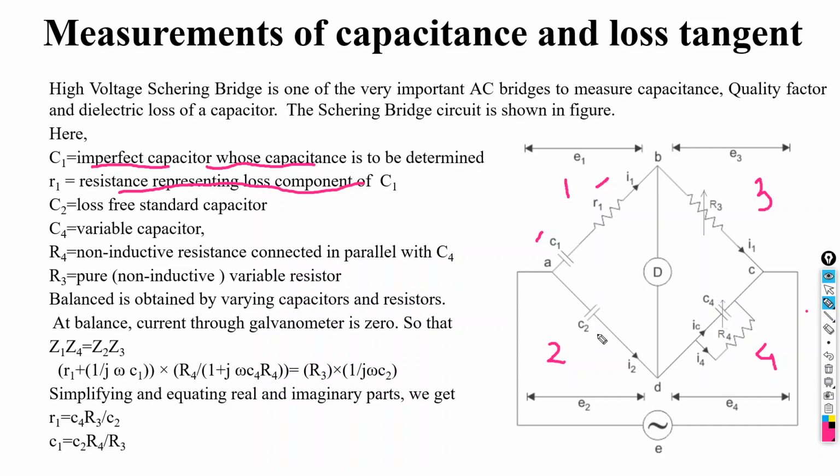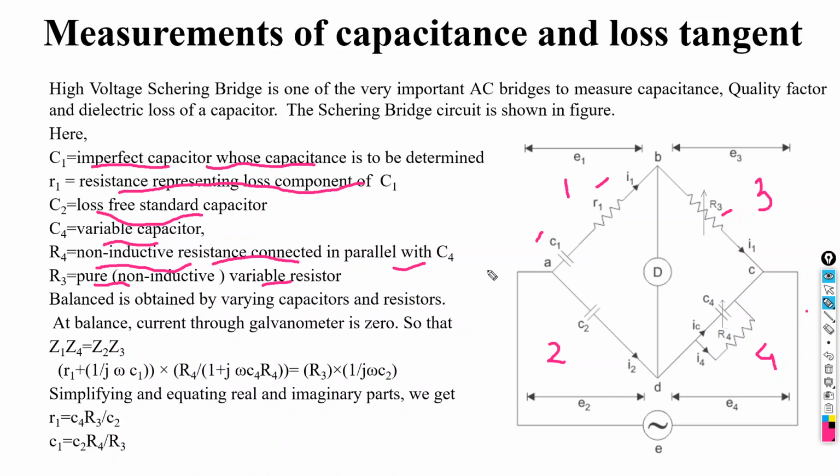Then in the second arm we have a capacitor C2. This C2 is the loss free standard capacitor. Then in the third arm we have the variable resistor R3. It is a pure, non-inductive resistor which is variable in nature. Then in the fourth arm we have a parallel combination of resistance R4 and C4. Here R4 is the non-inductive resistance connected in parallel with the capacitor C4, and C4 is the variable capacitor.